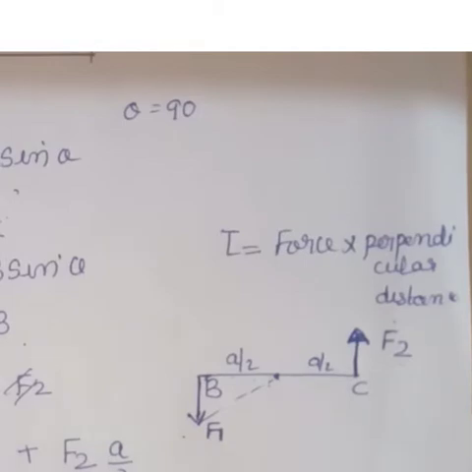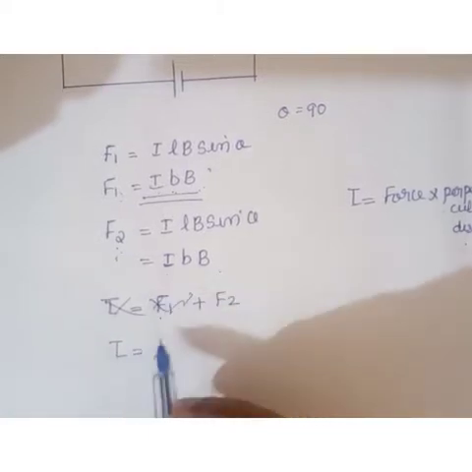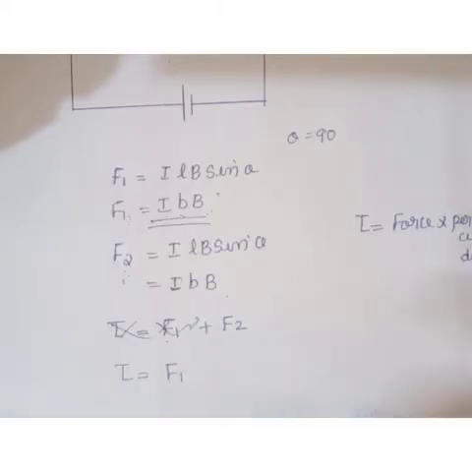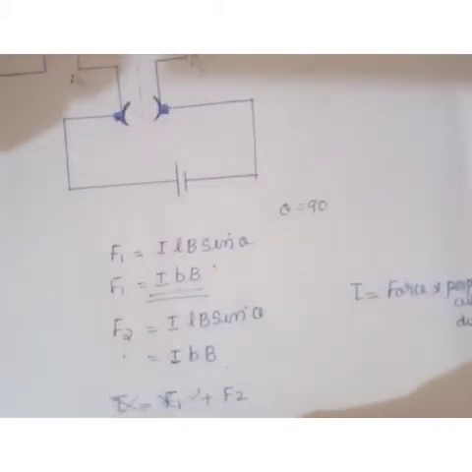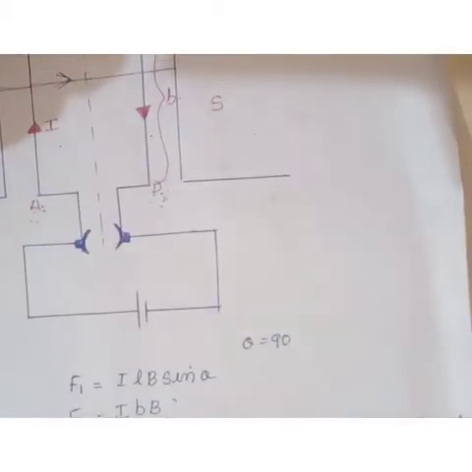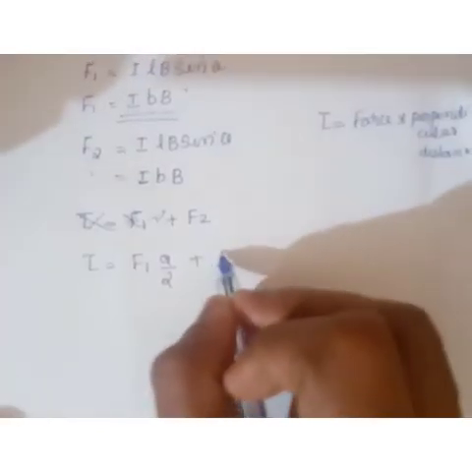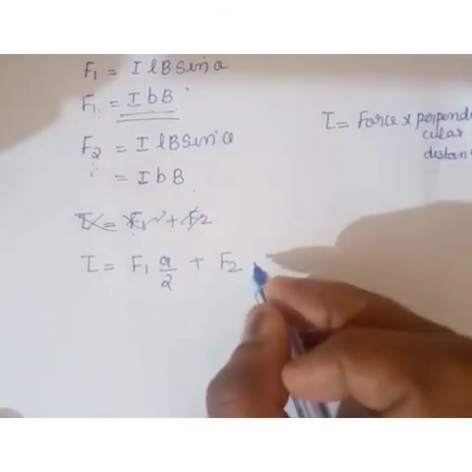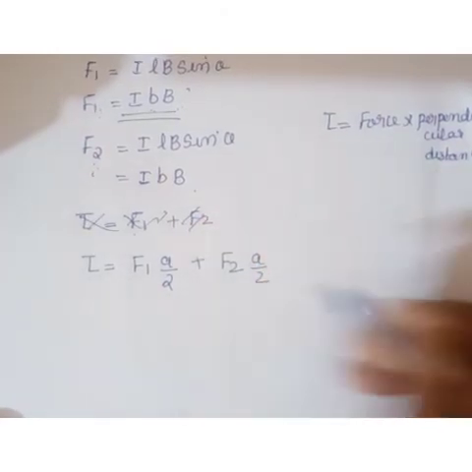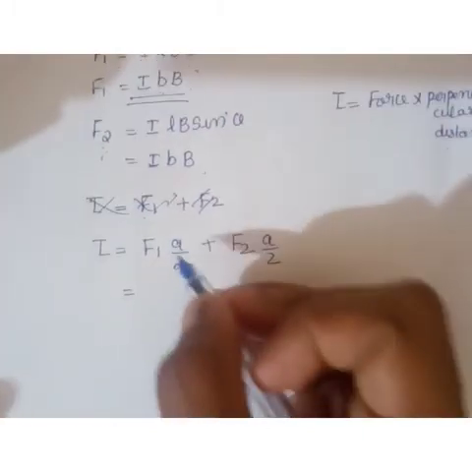Okay, so that means tau is equal to F1 into a by 2 plus F2 into a by 2. Tau is equal to what force? In the first case, F1 into this perpendicular distance, which is a by 2. Then plus F2, the force F2 into this perpendicular distance, also a by 2.